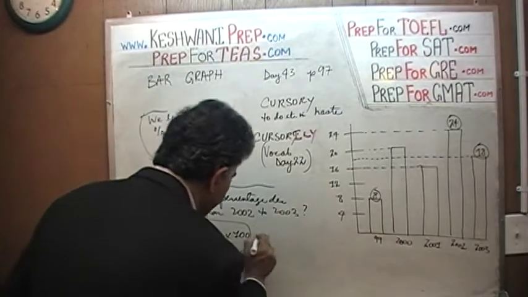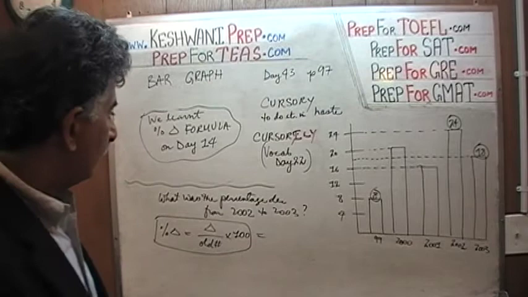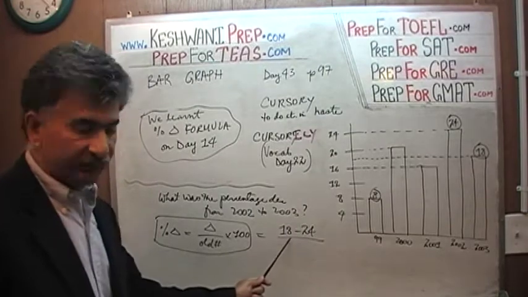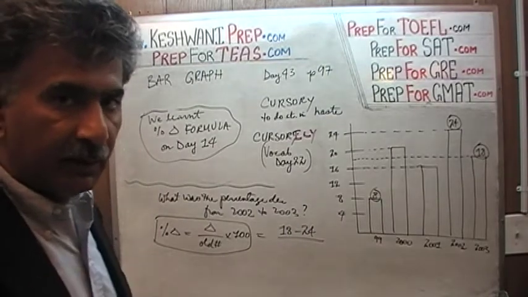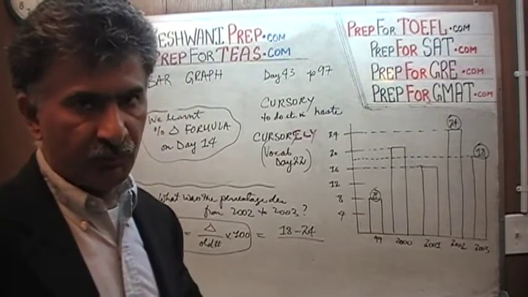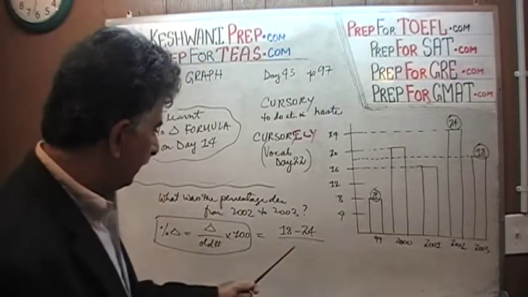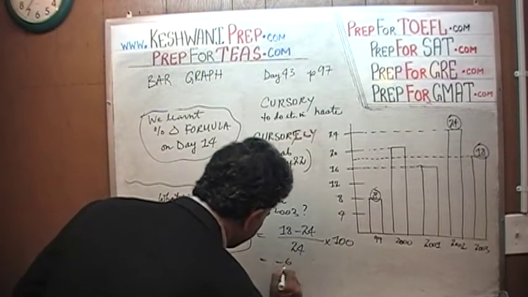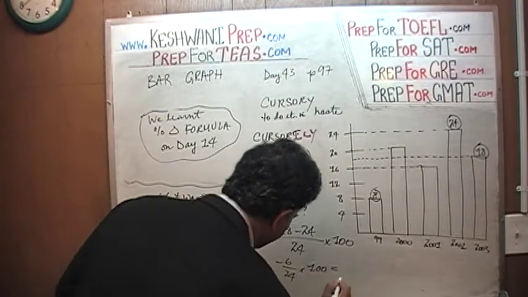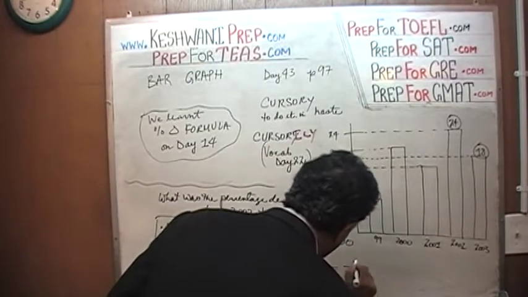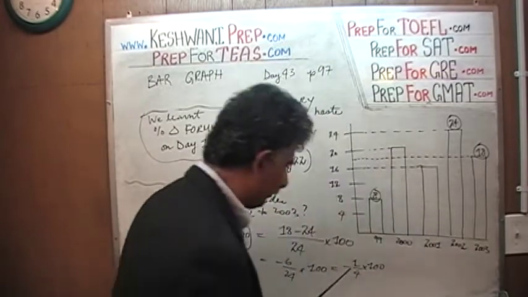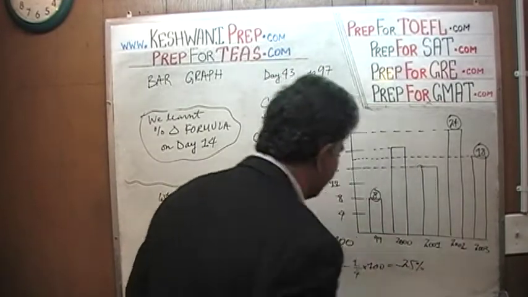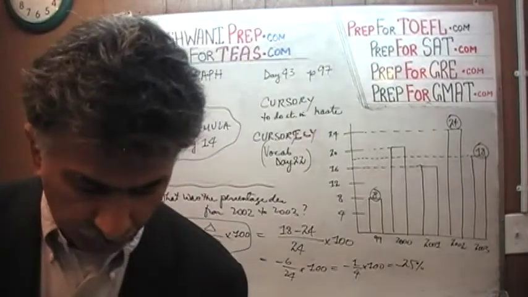So here, the change is always defined as new minus the old. The new number is 18, the old number was 24, therefore the change is negative 6. The negative tells us that it is a percentage decrease, which of course we knew, because it goes from 24 to 18. And we divide it by the original number, which was 24, times 100. The change is negative 6 over 24 times 100, and 6 over 24 is 1 quarter, so it's negative 1 quarter times 100, and of course 1 quarter is 0.25, times 100 turns out to be negative 25%. The voter turnout from 2002 to 2003 dropped by 25%.